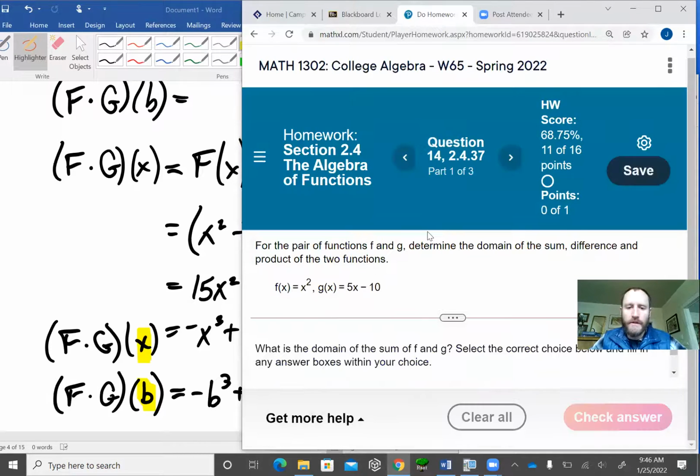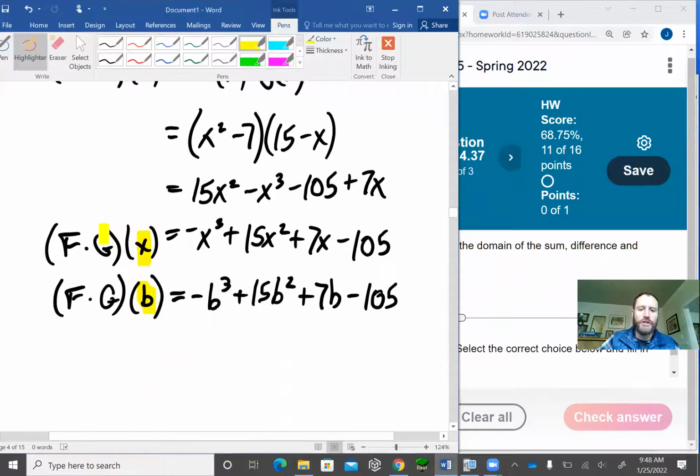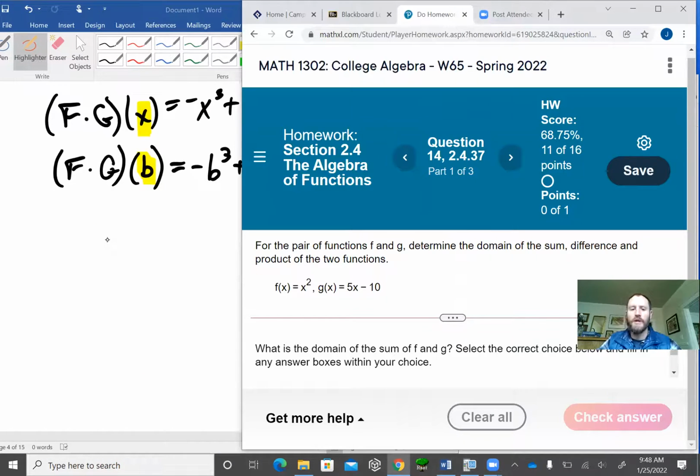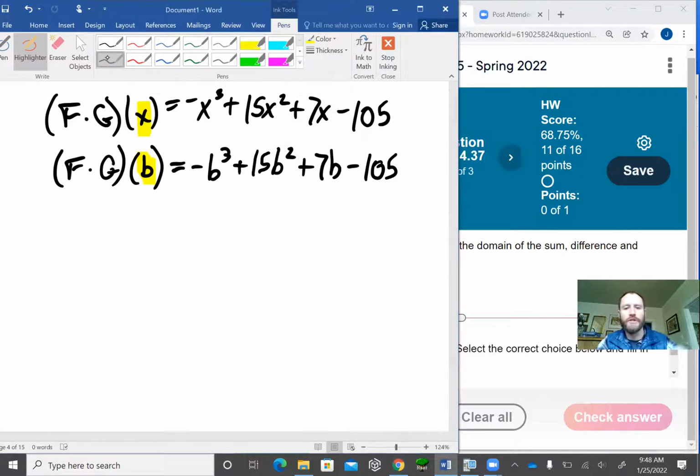Okay. So I think the next one, yeah. So now we're going to talk about the domain real quick at the end of this homework section. So the thing to remember about finding the domain is for the sum, difference, and product, the domain of those, we call them composite functions, is just the same as whatever the domains of f and g are, right? So if there's any restriction on f and g, that restriction is in the domain of the sum, difference, and product. But like in this case, notice there's no restriction on the domains of f and g.